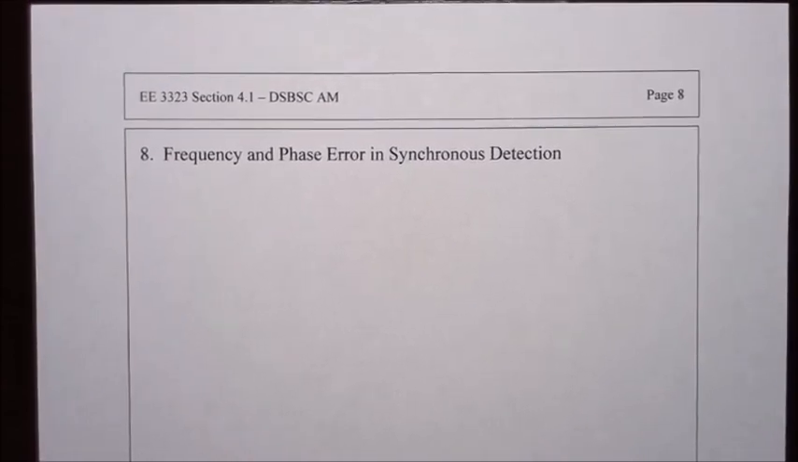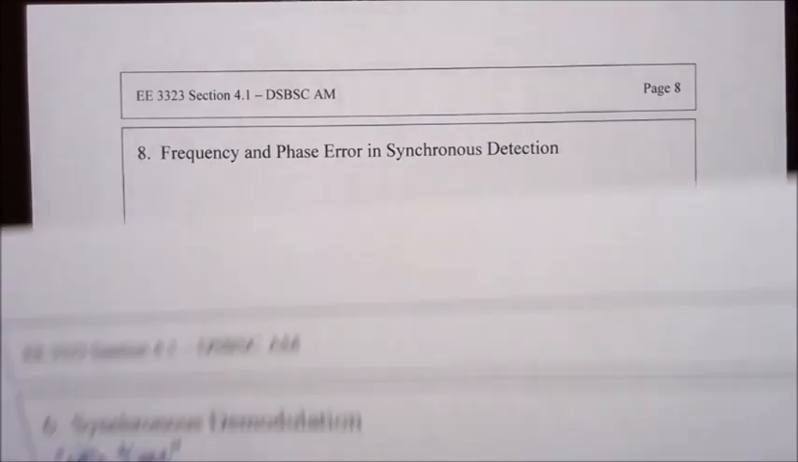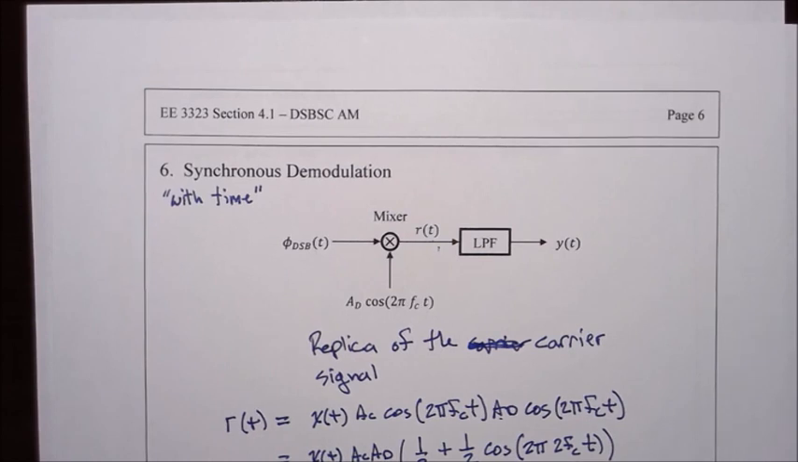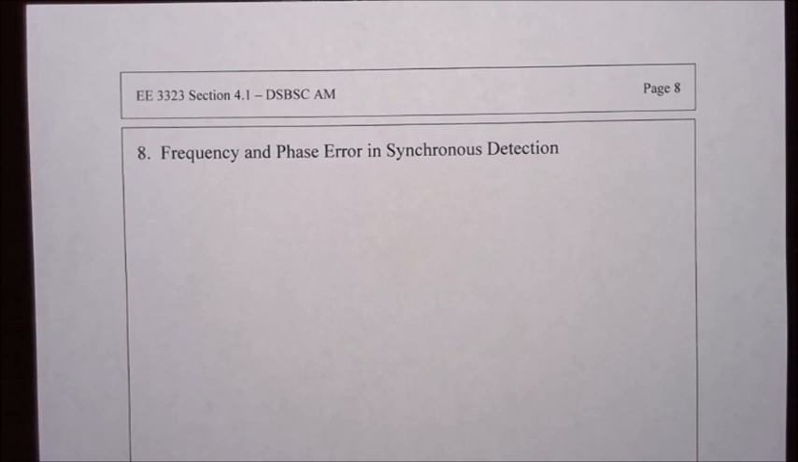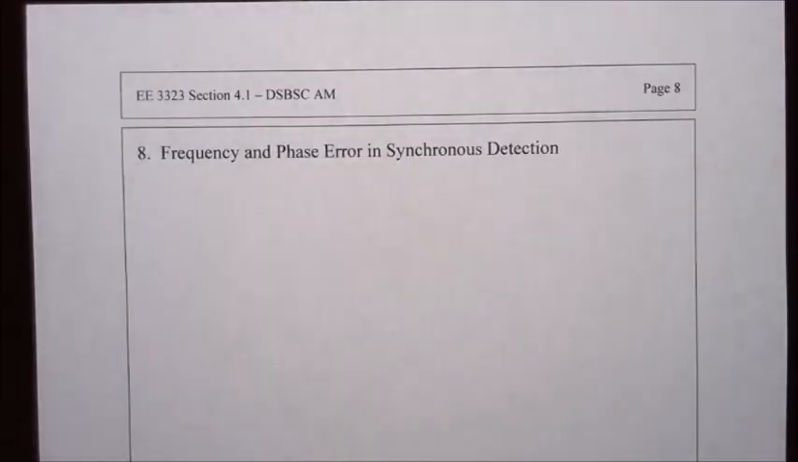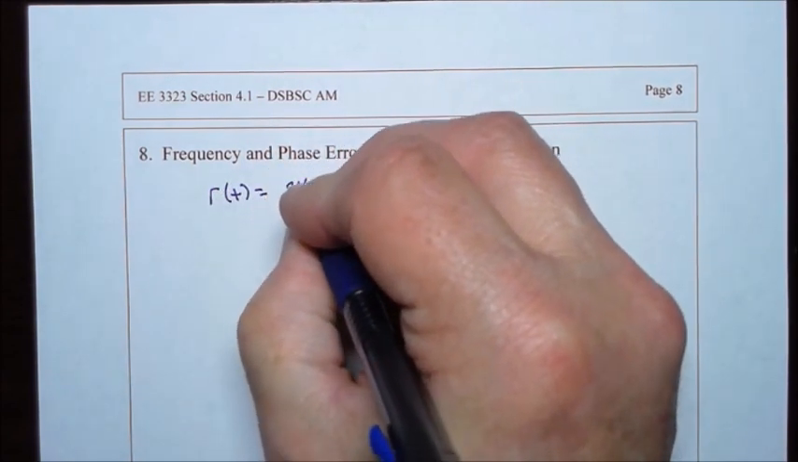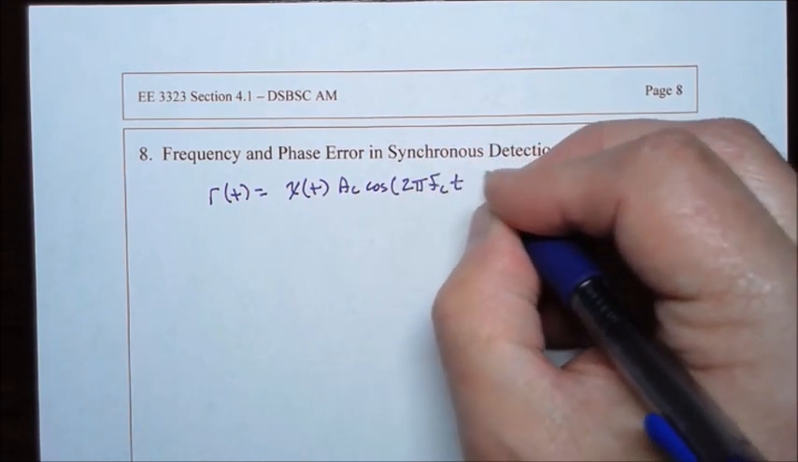We need to investigate one last matter. Recall that with synchronous detection, we had to mix the modulated signal with an exact replica of the carrier signal. What happens if the replica is not exact? So let's consider again the signal R of t that's coming out of the mixer. I can write that equation down. R of t is equal to x of t times AC cosine 2 pi fc t.